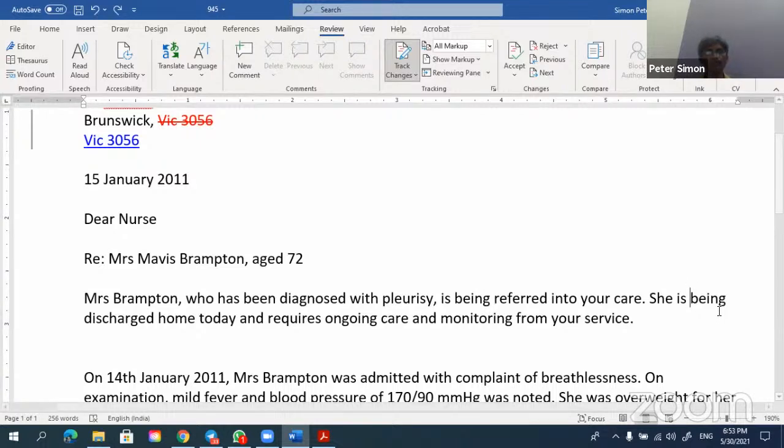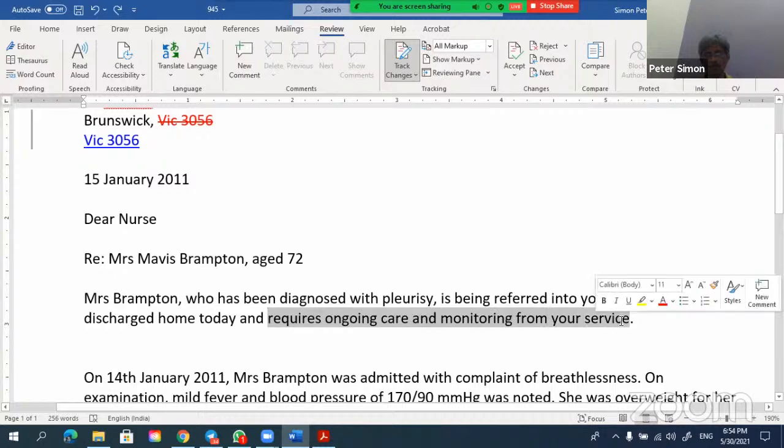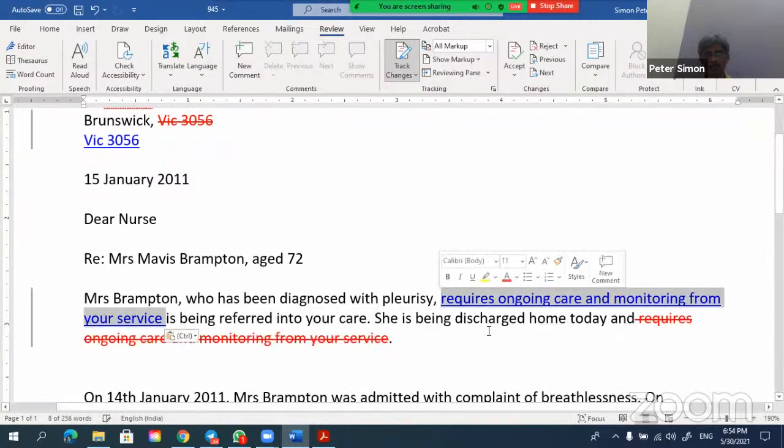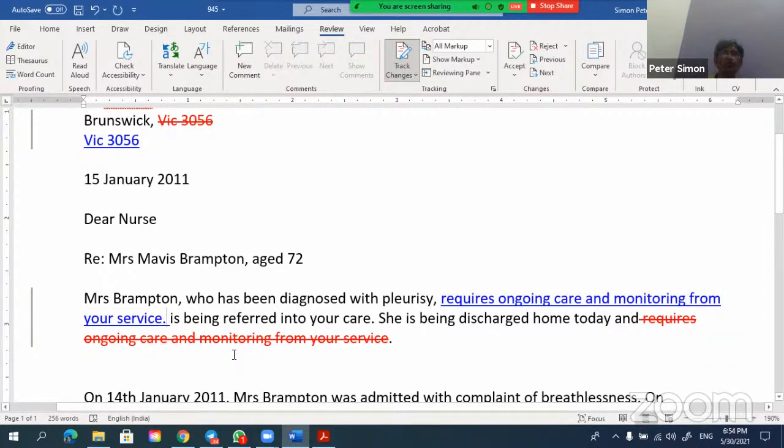So here you can say, Mrs. Brampton, who has been diagnosed with pleurisy, this one you can push it here directly. Finished. Mrs. Brampton, who has been diagnosed with pleurisy, requires ongoing care and monitoring from your service. Okay, fine. To be discharged.